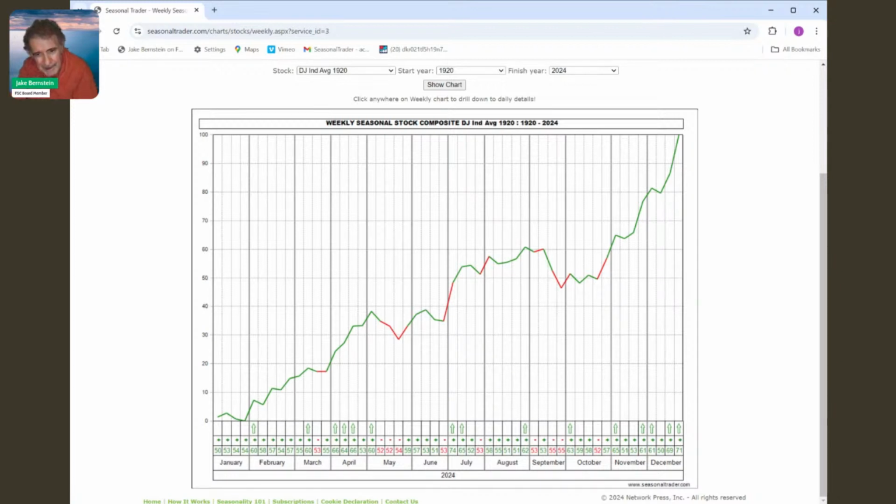So again, let me quiz you. I want this to be an educational experience for you as well. Think for a moment. Think. Look at the chart and think about what might be a high probability trade. My eyes are immediately drawn to this right over here. The first 3 weeks of April.